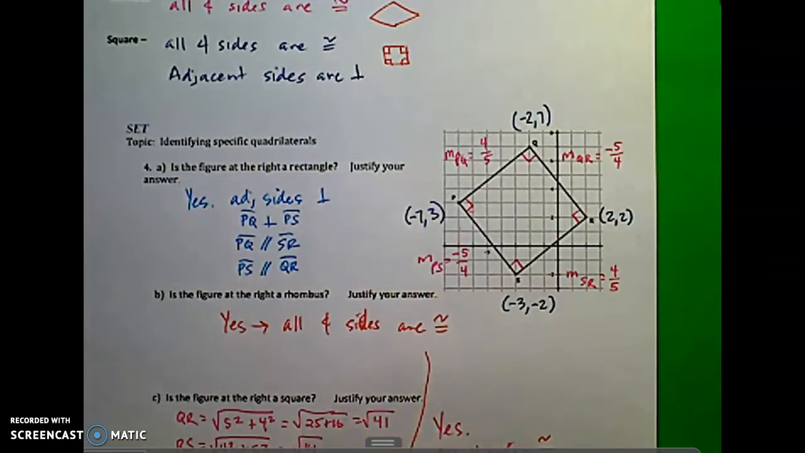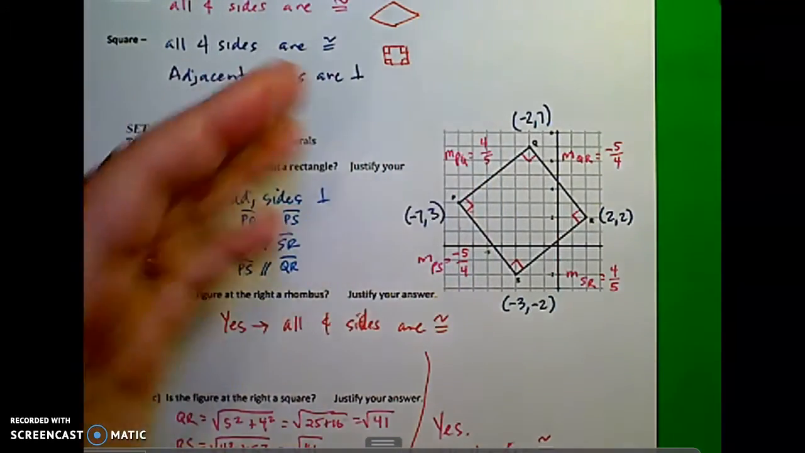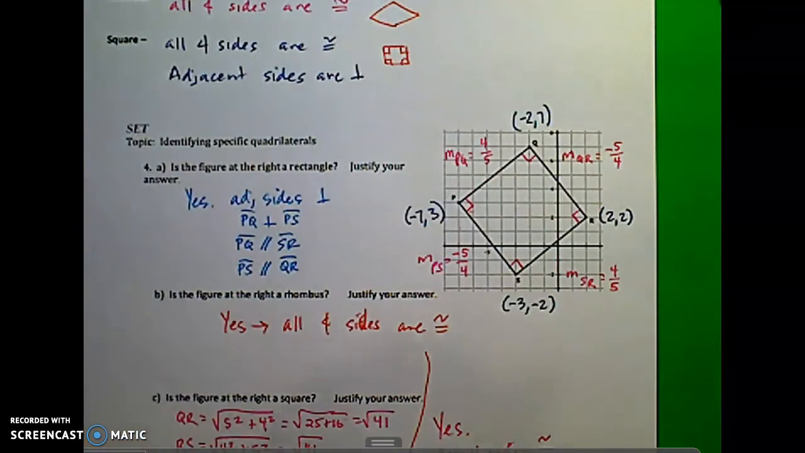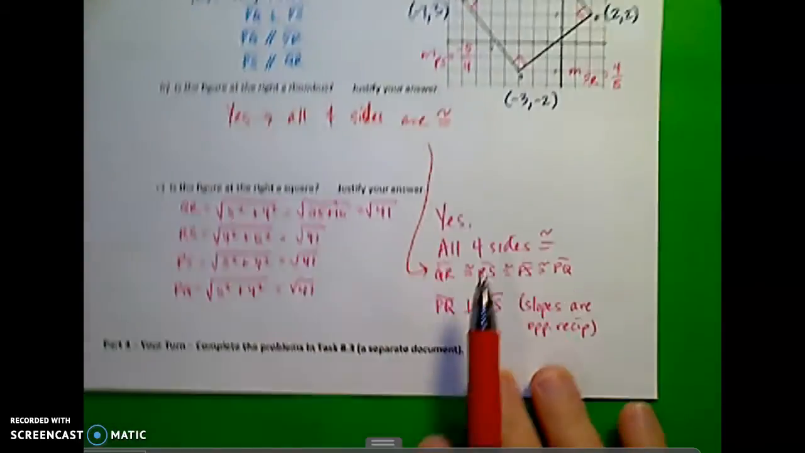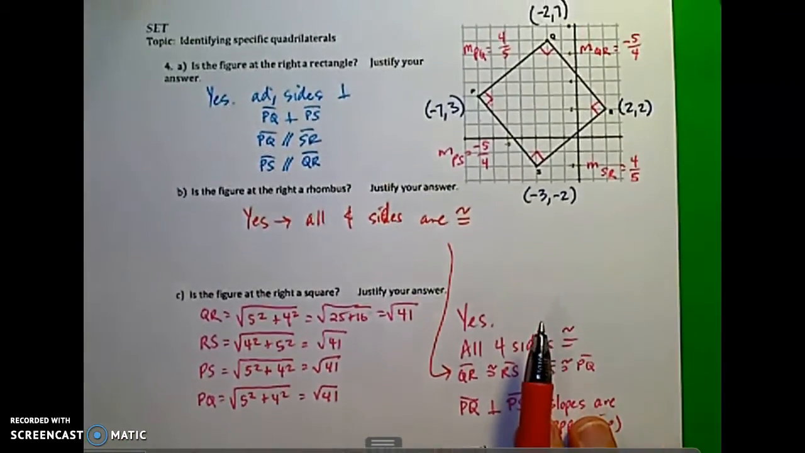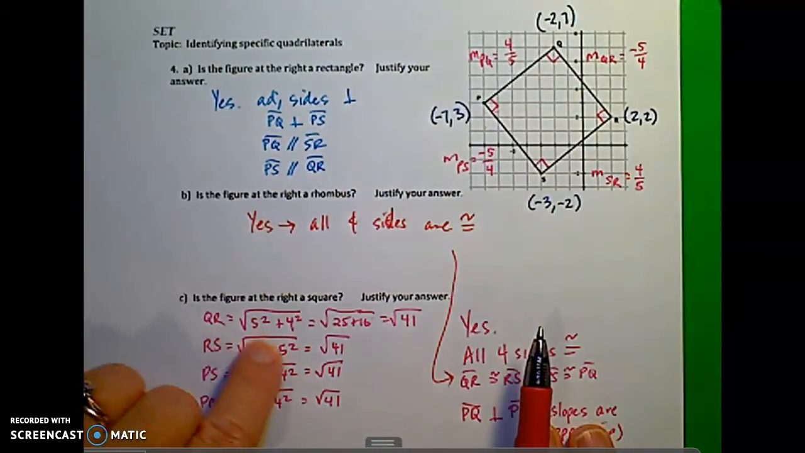This has got to be a rectangle for sure. It's a parallelogram and it's a rectangle. It may or may not be a rhombus and a square. We need the side lengths for that. Actually, that's what I'm going to do next. I'm just going to jump down to the bottom here and do my distance formula to get all the sides.